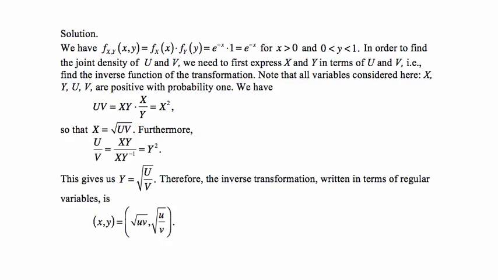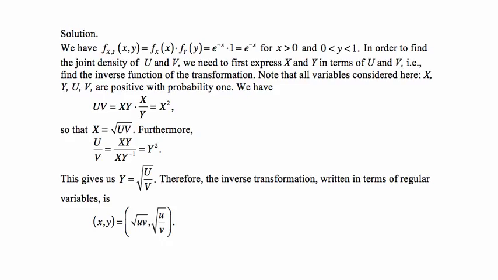In order to find the joint density of u and v, we need to first express x and y in terms of u and v. So we need to find the inverse of the transformation that we are considering. And that's the first step. Remember that. Note that all variables considered here, x, y, u, and v, are positive with probability 1.